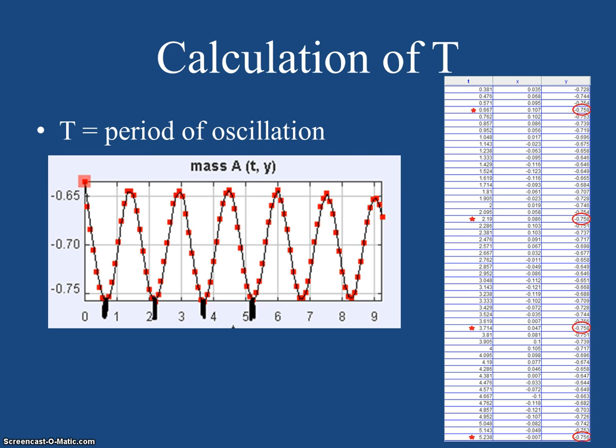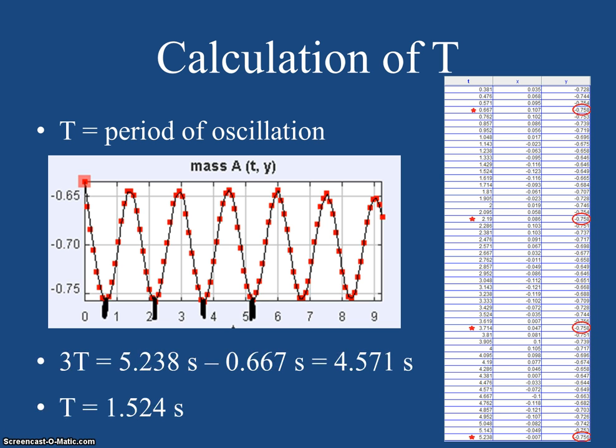T is the period of oscillation. This is the time interval for one complete oscillation. Using the lowest y points of the mass, we can calculate T. As seen in the tracker data, the lowest point in the corresponding time instance can be found by the red marks. These lowest points are also marked on the graph shown. I took the time at the third complete oscillation, subtracted the time of the first instance of the lowest point, and set it equal to 3T. Dividing by 3 gives the average period, which came to be 1.524 seconds.